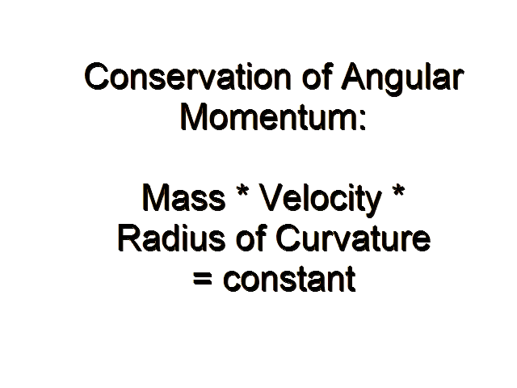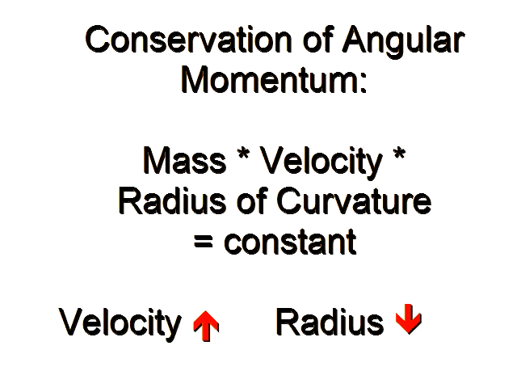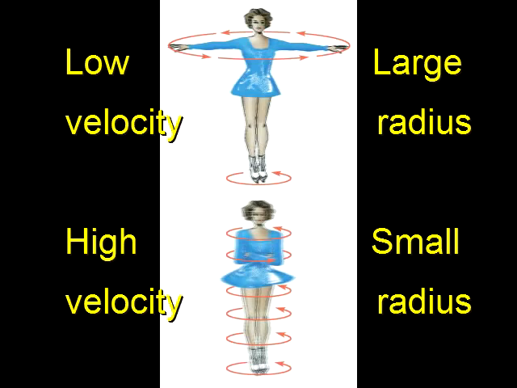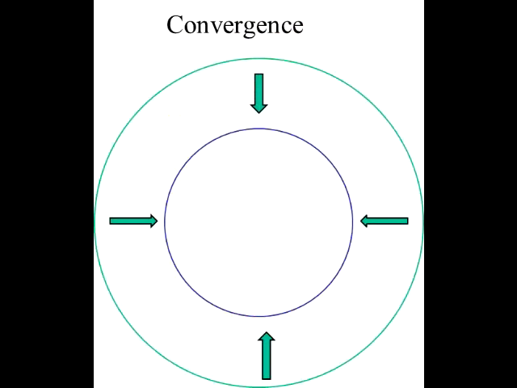Our conclusion is, when the velocity of the movement increases, then the radius of the rotation must decrease if the mass remains constant. The picture of the ice skater illustrates this law beautifully. An increase in velocity is associated with a decrease in radius. A decrease of the radius of the rotation is nothing else but convergence.